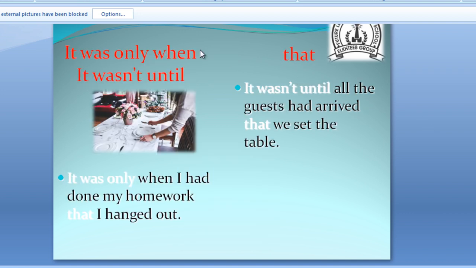It was only when, it wasn't until, and the linking word is that. But they can only be used at the beginning of the sentence. We can't use them in the middle. It was only when I had done my homework that I handed it in. It wasn't until all the guests had arrived that we set the table.